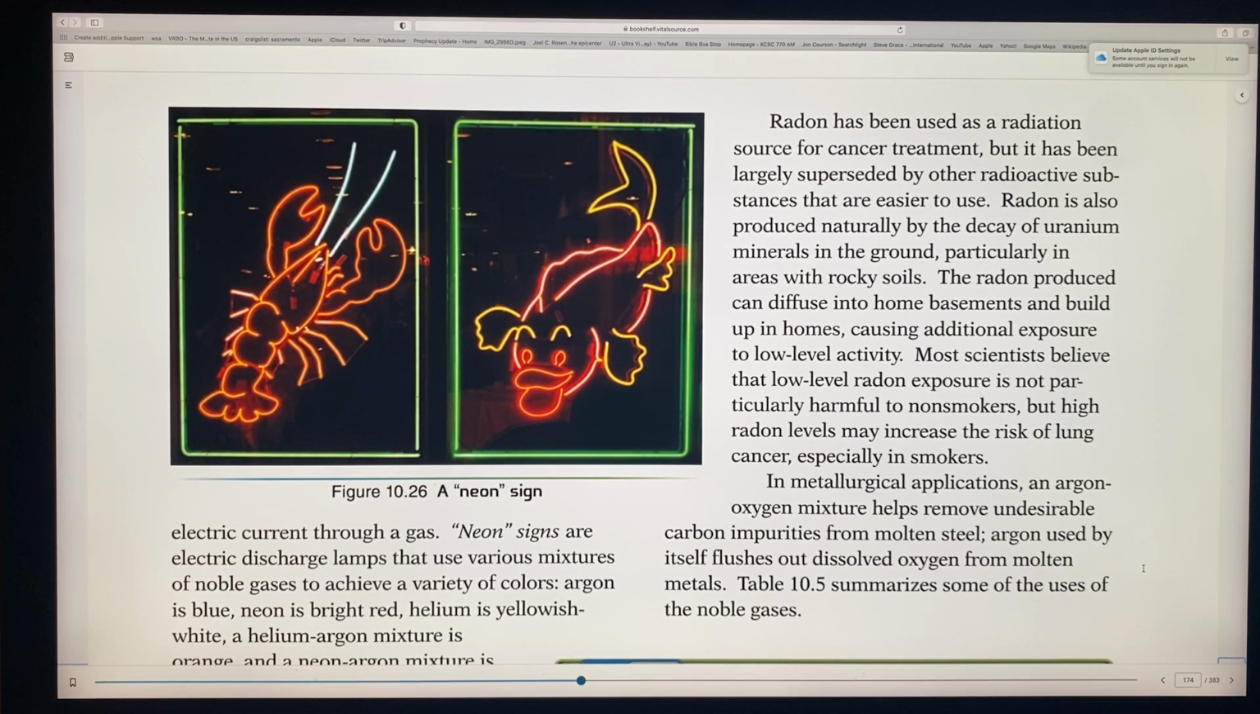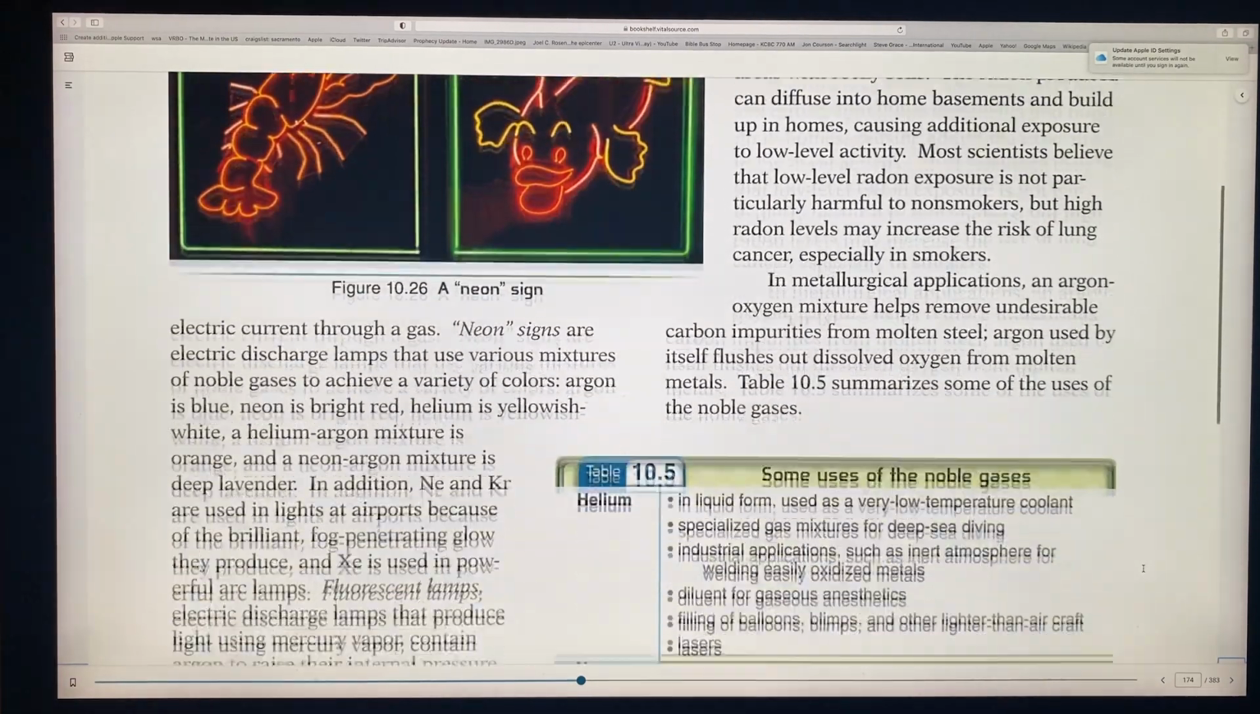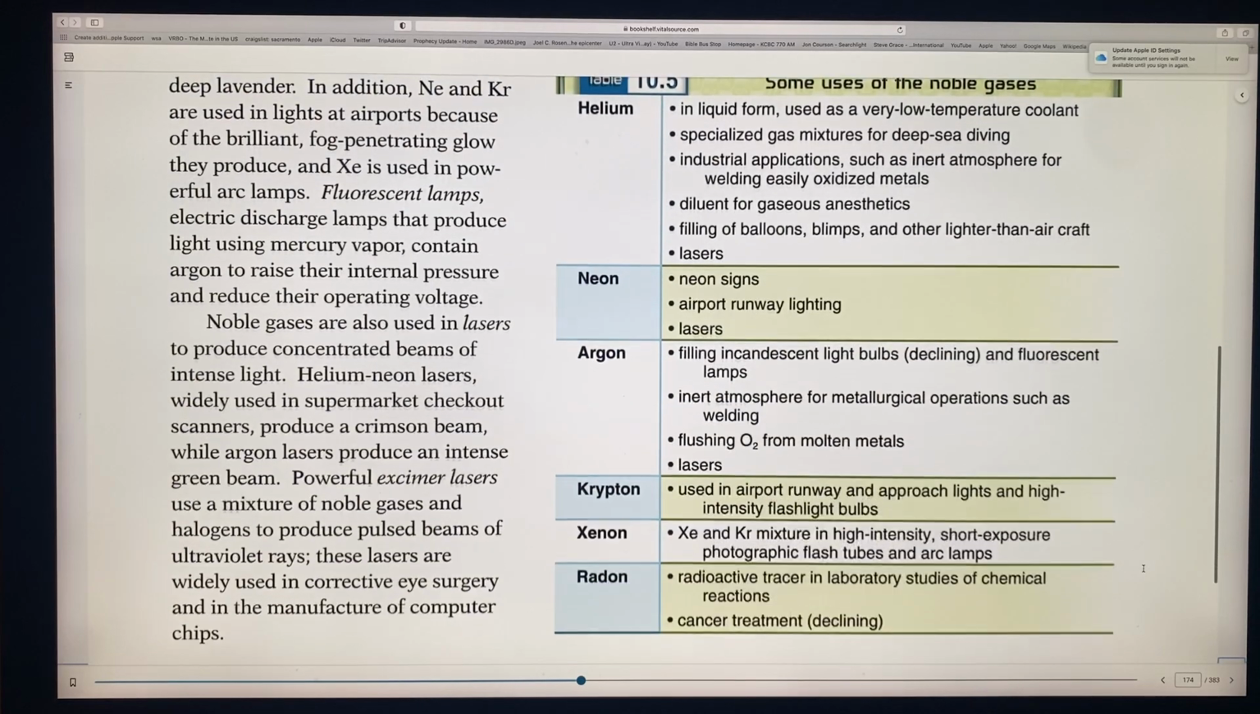Excimer powerful lasers also use noble gases and halogens, and they have pulsed beats of UV ultraviolet rays that can be used for corrective eye surgery, laser surgery of the eyes. Also in computer chips, they'll use these noble gases and lasers. So quite a few things.